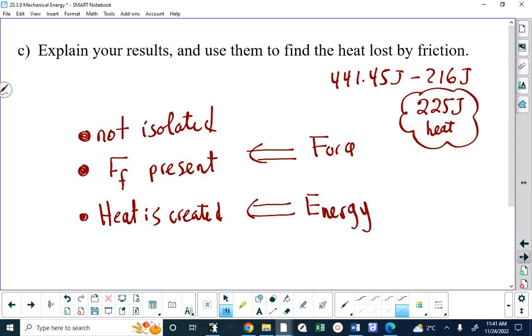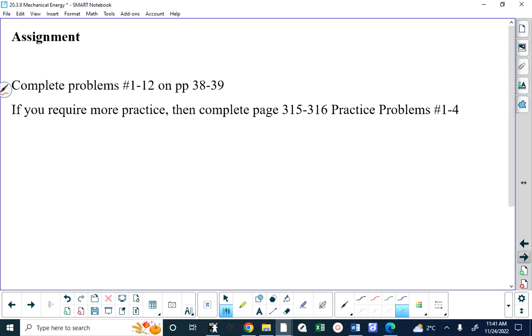Any questions with that final example? All right, so you can get to work on these problems. I would say the problems in your unit handout are sufficient. I don't think you need to do the textbook problems.